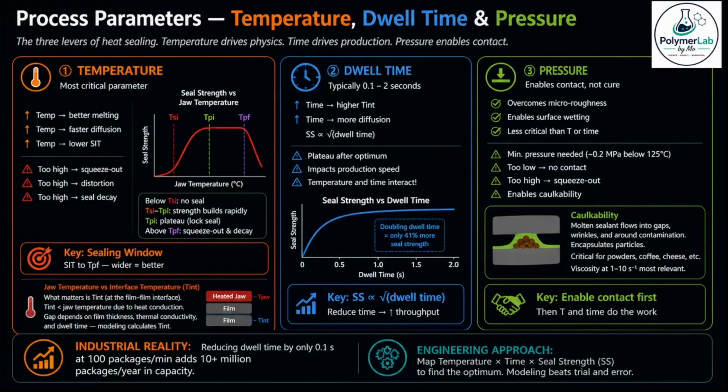Calcability is a special pressure-related property: the ability of molten sealant to flow into gaps, wrinkles, and contamination at the seal interface. This is critical for packaging of powdery or granule products like coffee or cheese, where product particles inevitably end up in the seal zone. High calcability sealants can encapsulate and seal around contamination. The viscosity at a shear rate of 1 to 10 per second is the most relevant parameter for predicting calcability.